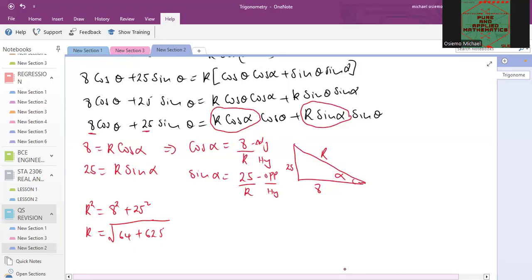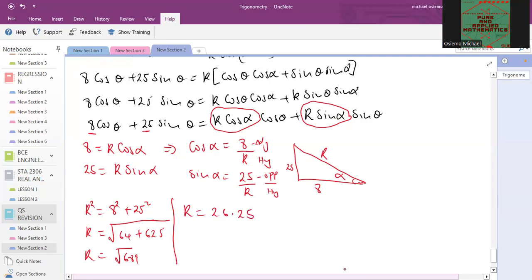You'll get r is equal to the square root of 689, which is r equals 26.25.